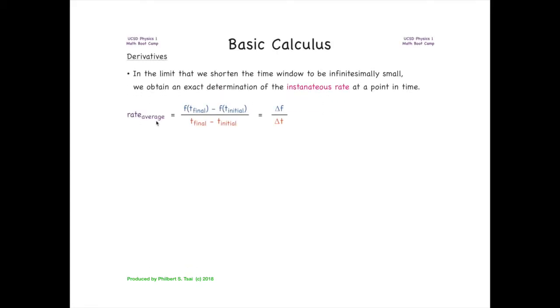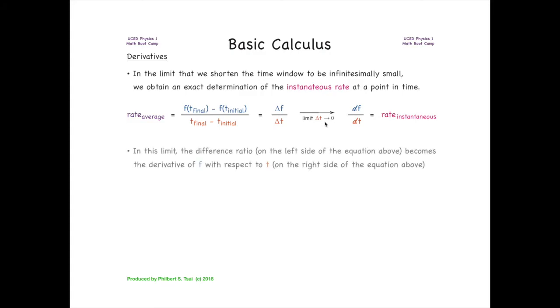Mathematically, we say that the average rate is the difference between the function over a time window divided by the duration of that time window, or more concisely, delta f over delta t. We then take the limit as delta t approaches 0 to get an infinitesimally small time window. In this limit, the difference ratio on the left becomes a derivative of f with respect to t, as shown on the right. And that derivative is equal to the instantaneous rate of this function at this particular time point.